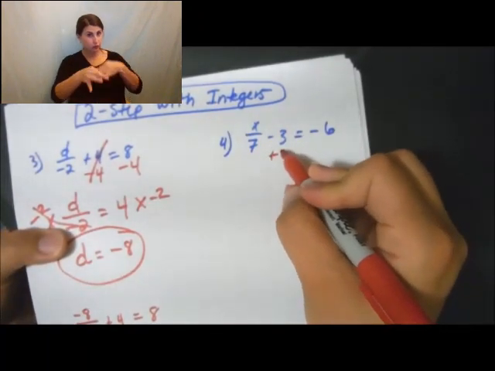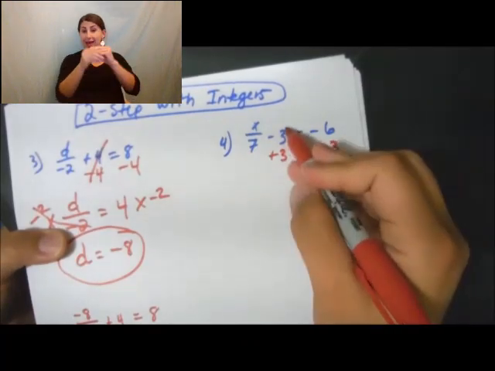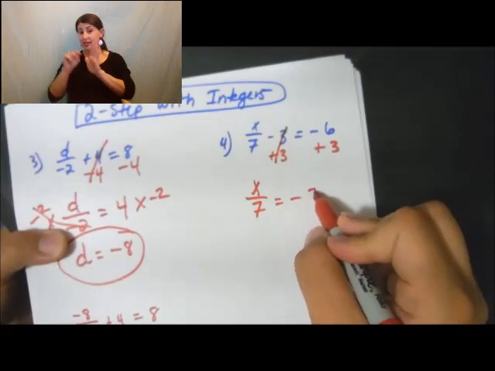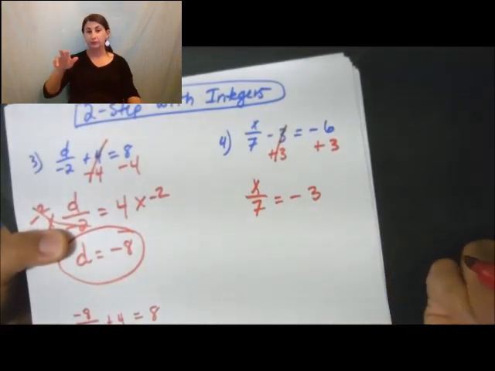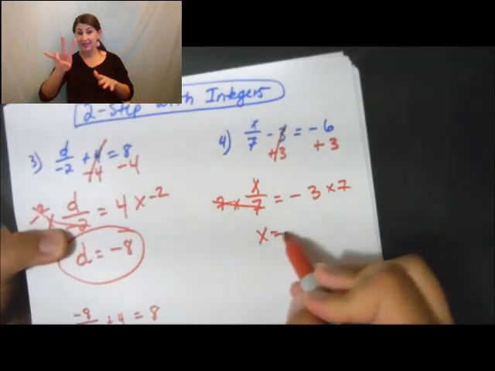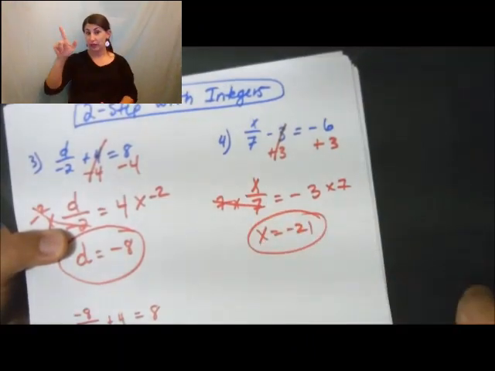All right, this one I'm going to add 3, I get x over 7 equals negative 3 times 7, times 7, x equals negative 21.